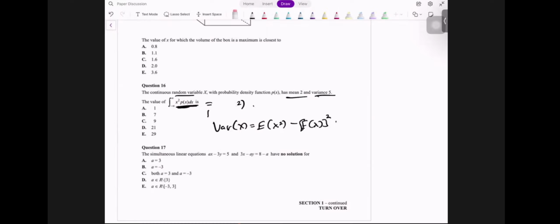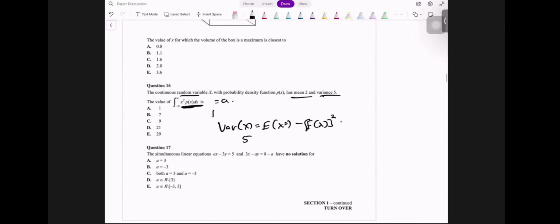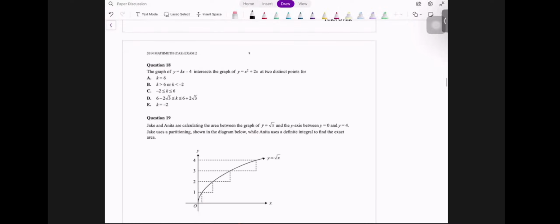So I'll let this whole thing equal a. So we have variance being 5, which is equal to a minus 2 squared, which is 4. So we get a is equal to 9. And that's where you get C.